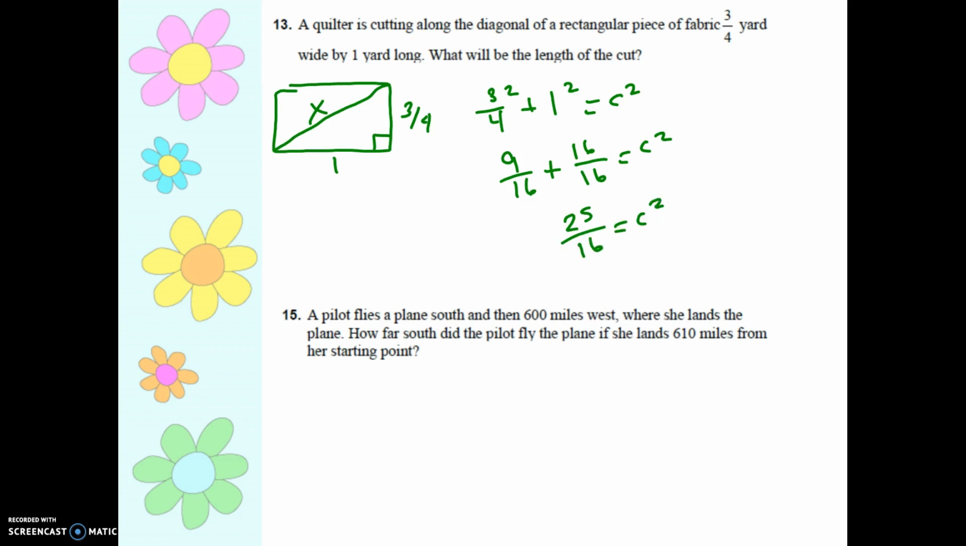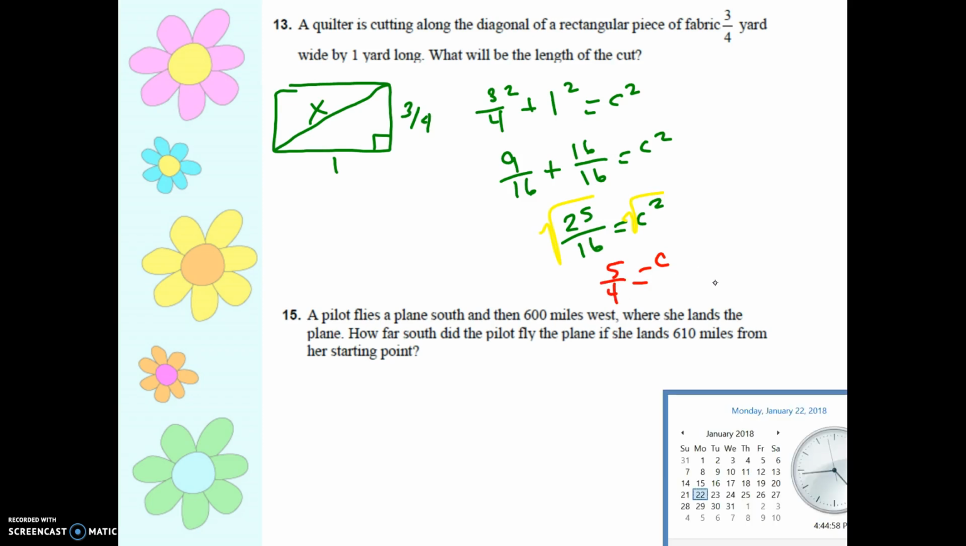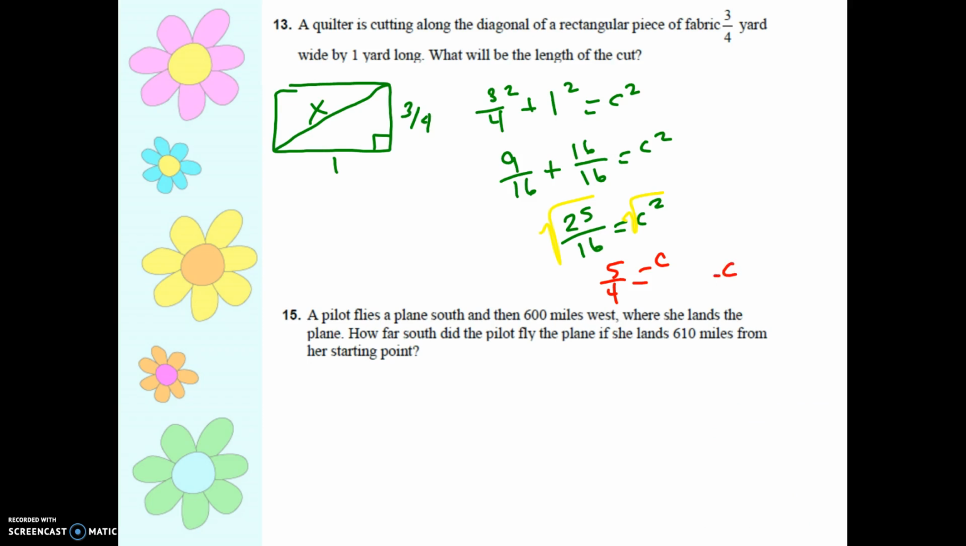And if you take the square root of that, they're both perfect squares, so you end up with c equals 5/4. Or since you're talking about material, it would make more sense to change it into a mixed number. I don't usually want you to change it into a mixed number, but in this case it makes more sense to say 1¼ yards instead of 5/4 yards. Look at the next problem. See if you can draw a diagram and try to figure it out yourself.